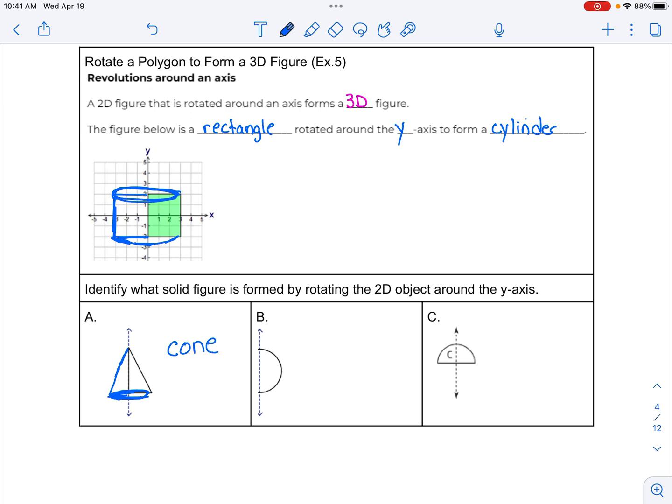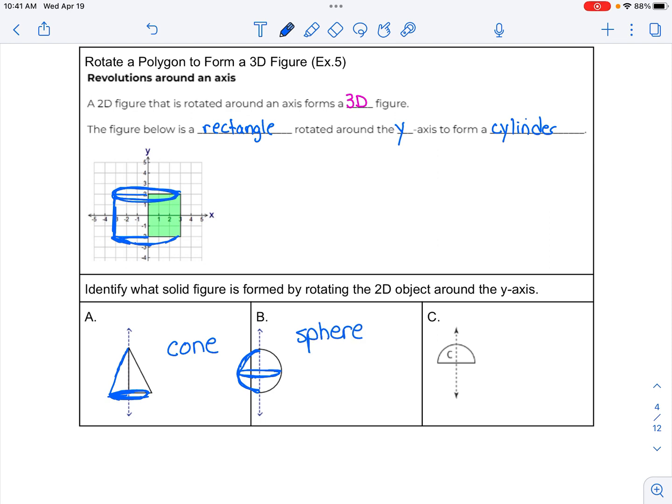If you take a half circle and spin it, now half circles are a little hard to do because circles are just hard to draw perfect. But if you took that and spin it around, so I'm going to still do the same kind of spinning, going around in the circle around that line. When you spin that half circle, it forms a sphere.